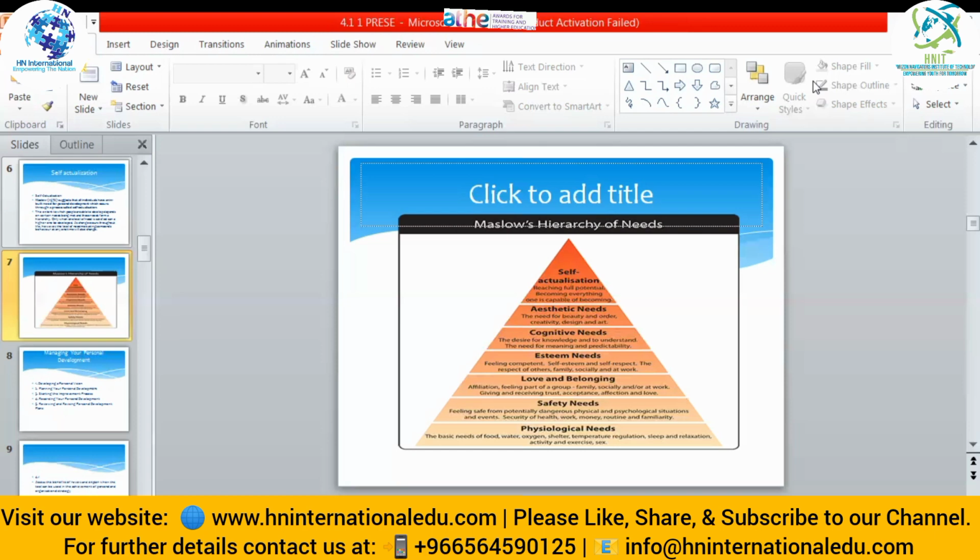Similarly, your cognitive needs would be the desire for knowledge. If you're working somewhere, how quickly it is updating, how quickly it is evolving. I normally give the example of IBM, I normally give the example of Apple in this case, where I know innovation is the key factor. It keeps on evolving, it keeps on changing. So there are a lot of cognitive needs. The need for knowledge is there at one level and at a company level as well. The need to understand, the need for meaning and predictability.